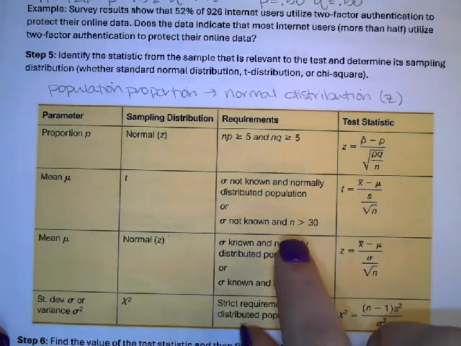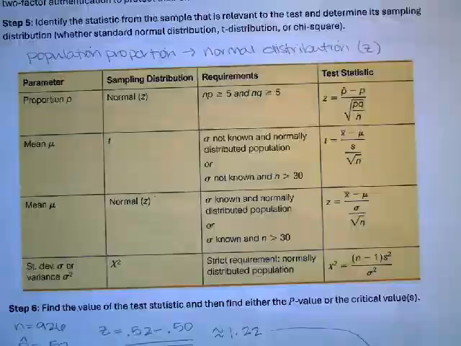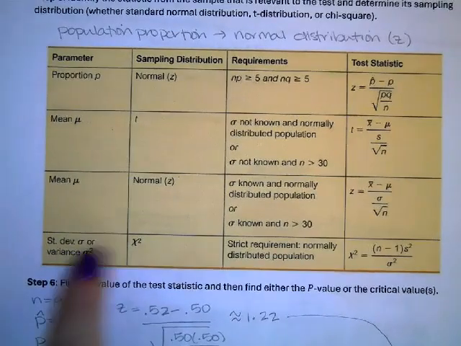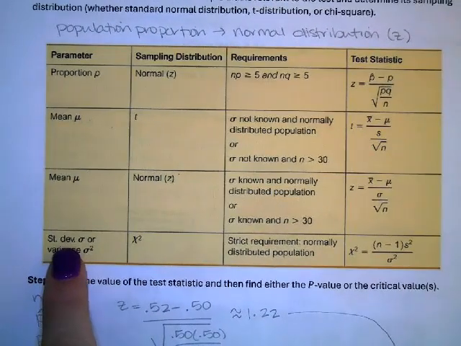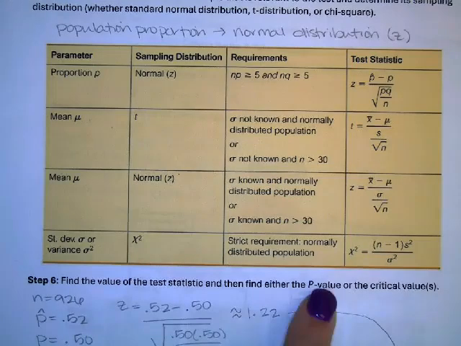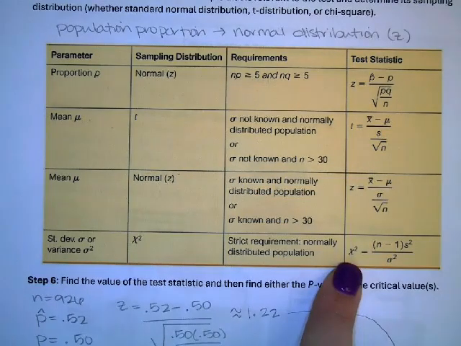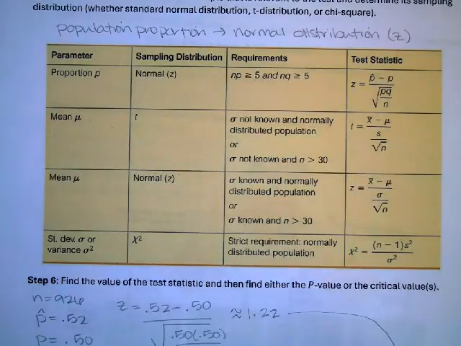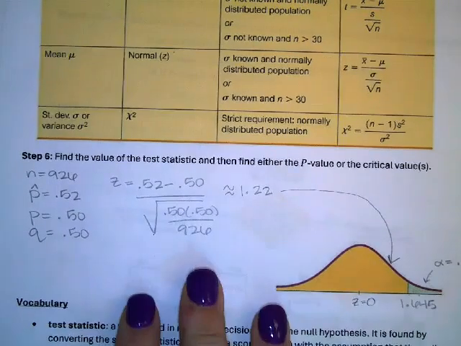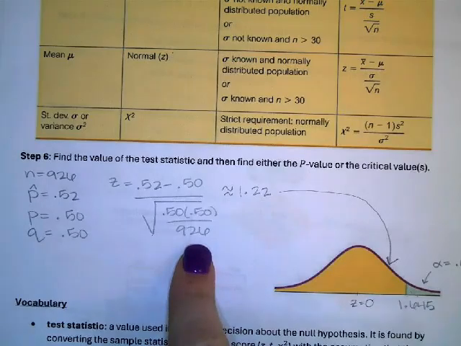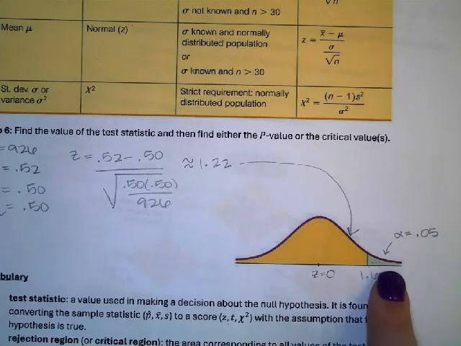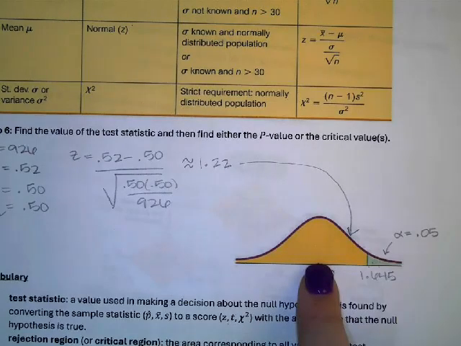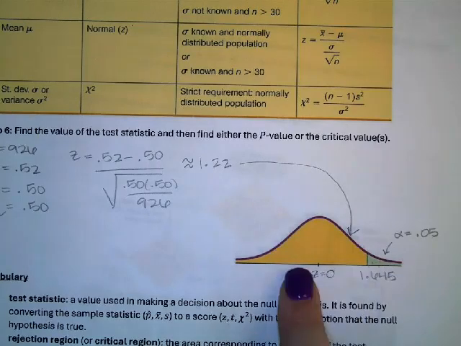Or you could have the population standard deviation, that's what you're testing, and then you're going to use a chi-square distribution. And that would be your test statistic. So that's what we look at next, which test statistic we are looking at. Then we use the formula to find that test statistic. At this point, we can compare our rejection region with our test statistic, and we can absolutely make a reasonable conclusion here. Our test statistic was not in the rejection region, so we failed to reject the null hypothesis.